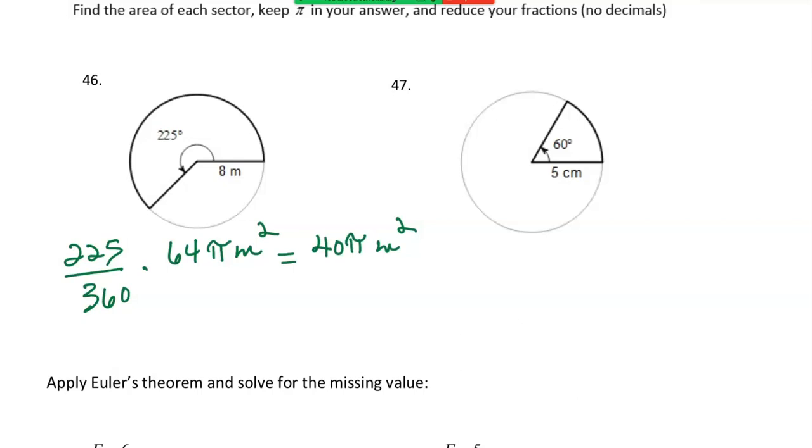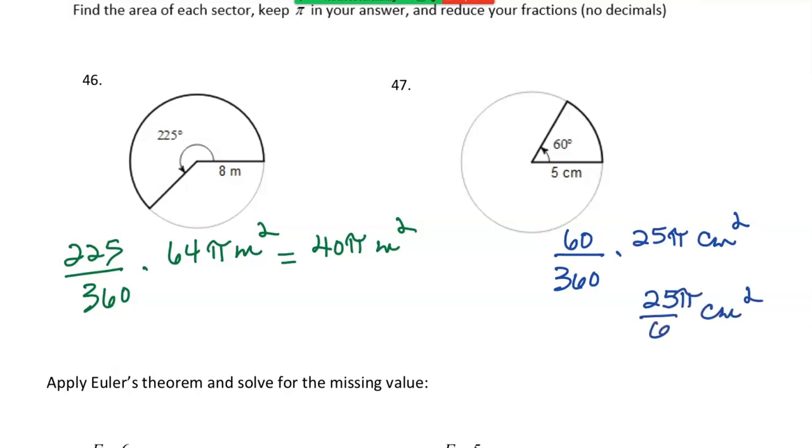Okay, going on to the next one. Same idea. 60 over 360 is my portion. My area is pi r squared, so that's 25 pi, and I am in centimeters squared. When I reduce that, I get 25 pi over 6 centimeters squared.